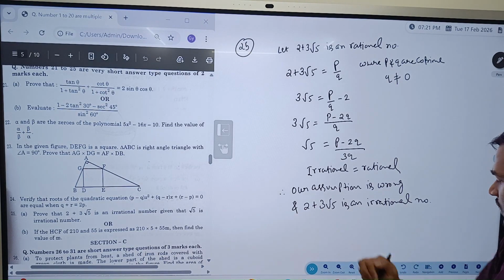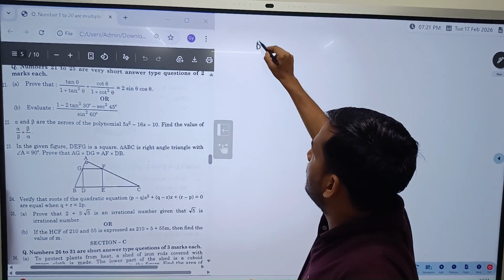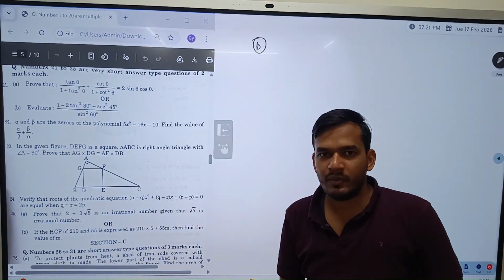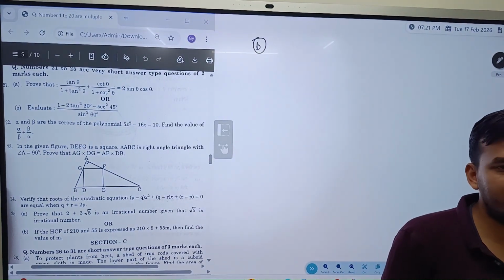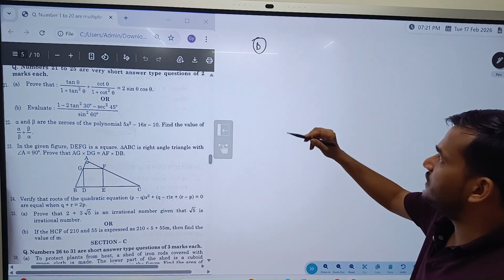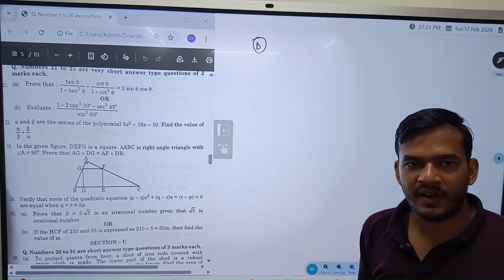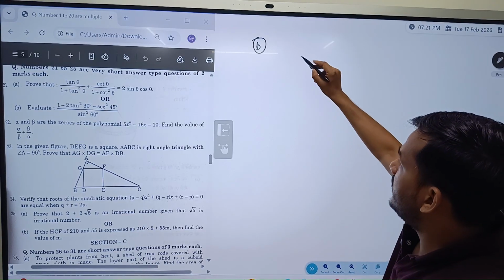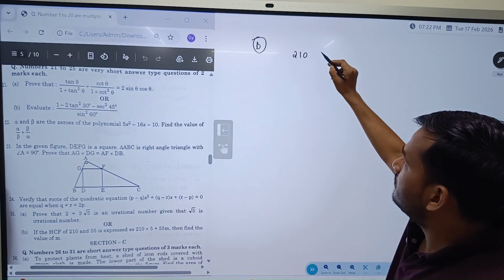Okay, in this we have an option also. So let's move to the B part. In the B part, the HCF of two numbers, 210 and 55, is given. So we have to find the HCF of 210 and 55. For that we can find the factors of 210.